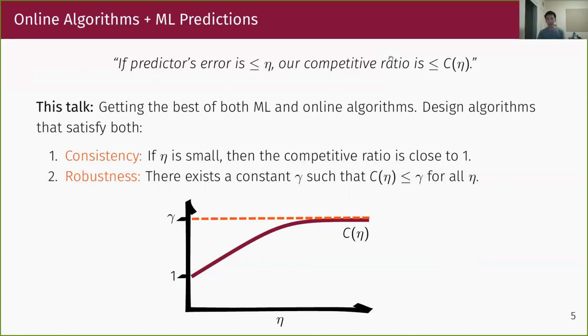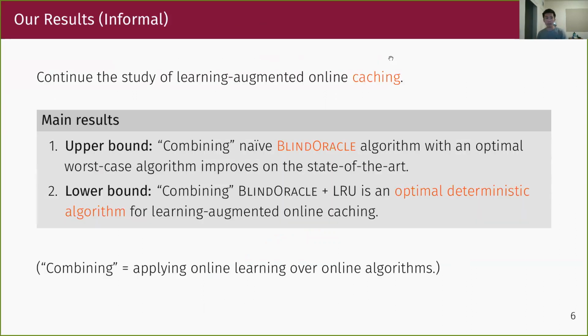And so on the slide is a stylized pictorial depiction of what an ideal C of eta curve might look like, where when eta is really low, we're close to 1, and as eta increases, our C of eta also increases, but never surpassing the upper bound of gamma. So this setup is enough for us to state our informal results.